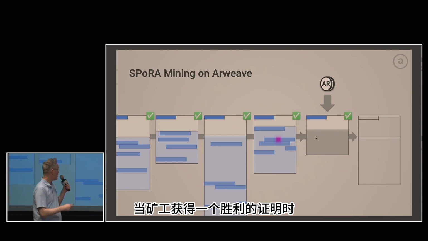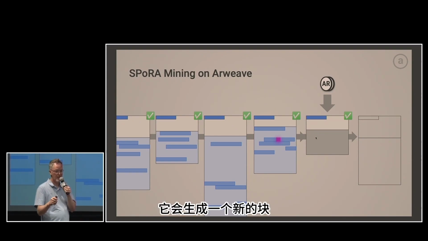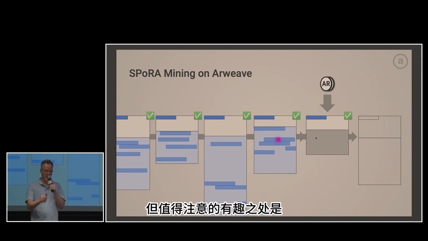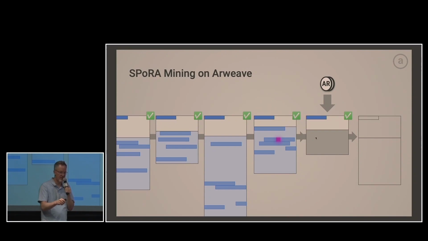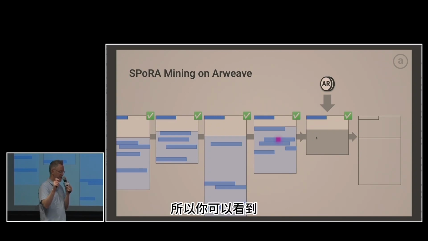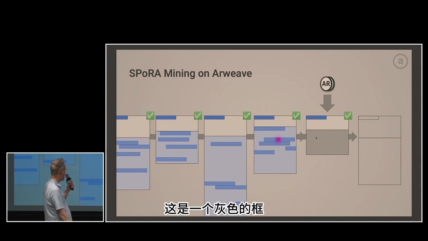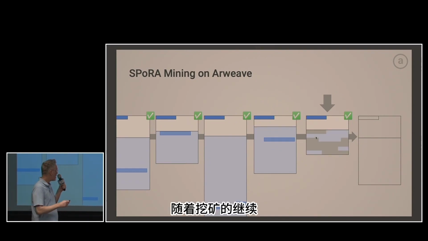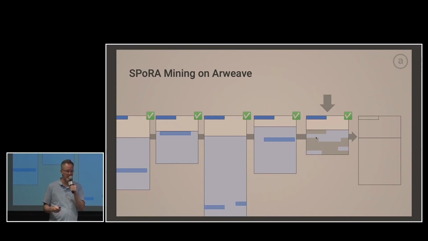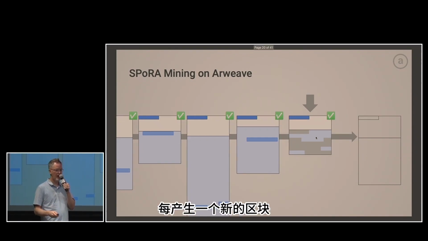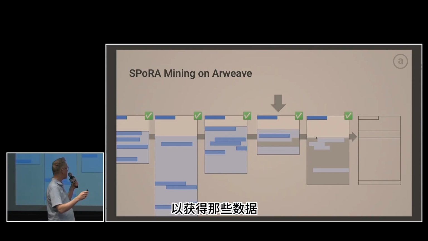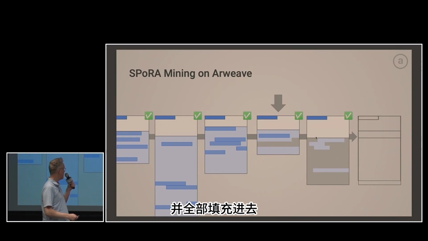When the miner gets a winning proof, it makes a new block, and it earns block rewards. So you can sort of see that there. The interesting thing to note is that the network came to consensus about the transactions, but the data isn't there yet, which is a little bit surprising. So you can see it's a gray box. What happens over time is, as mining continues, the data starts to stream in from different areas of the network. And with each new block that's produced, the miner trades with other miners to get that data and fill it all in.